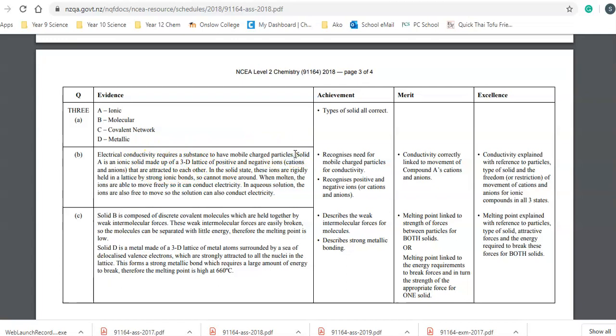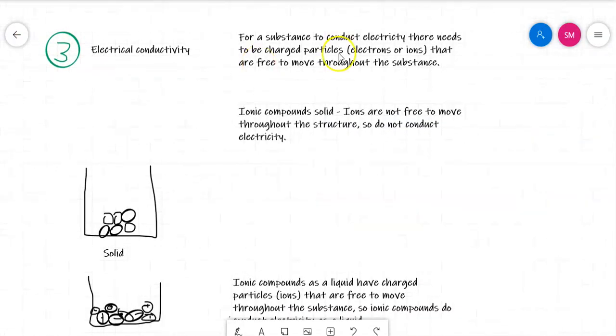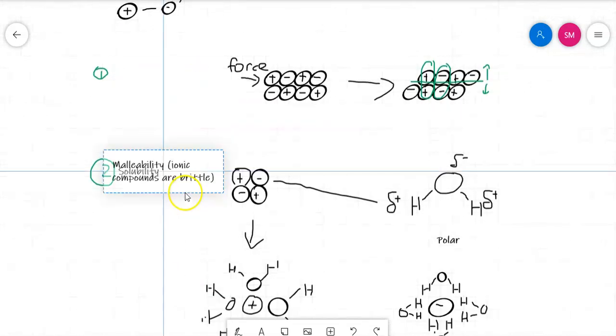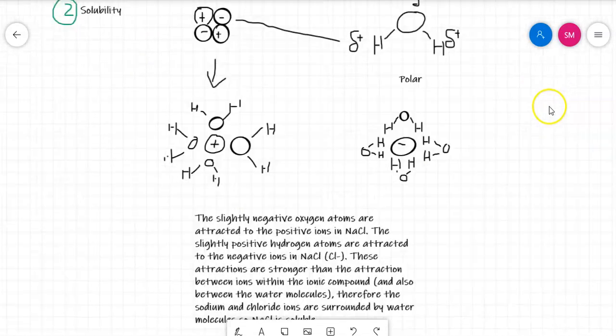And then the general statement talking about the structure of an ionic compound in the solid state. So these ions are rigidly held in a lattice by strong ionic bonds, so cannot move around. When molten, the ions are able to move freely, so can conduct electricity. And then in an aqueous solution, the ions are also free to move, so the solution can also conduct electricity. So that's basically what we've said in this part of it. We've talked about the charged particles needing to be free to move. What we haven't done in our answer here is describe the structure of an ionic compound in a solid form, but we always need to make sure we do that. And then pretty much we've got the same answer.